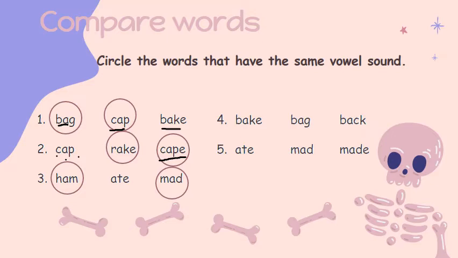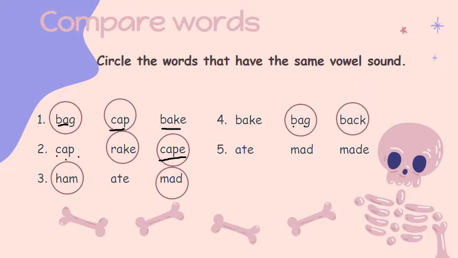We have the word bake with the long A sound. We have the word bag with the short A sound. And the word back, also with a short A sound. So we have to circle bag and back.